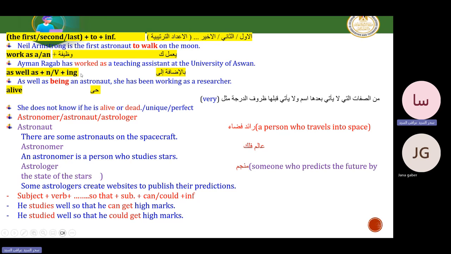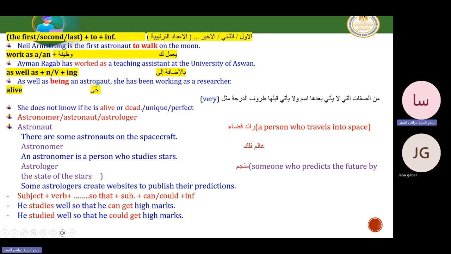As well as, as a conjunction, means "and" or "furthermore" or "in addition." It joins two sentences together to add some information. Look here: As well as being an astronaut, she has been working as a researcher. What is the origin of this sentence?